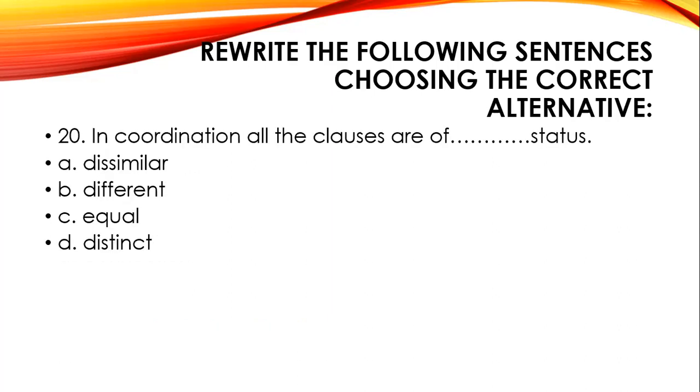In coordination, all the clauses are of dash dash status. Option A, dissimilar. Option B, different. Option C, equal. Option D, distinct. And the correct answer is option C, equal. In coordination, all the clauses are of equal status.